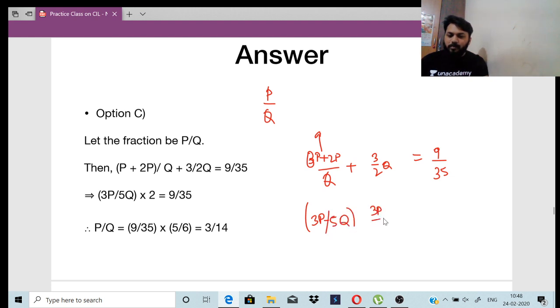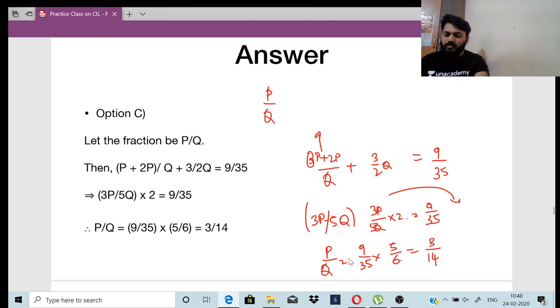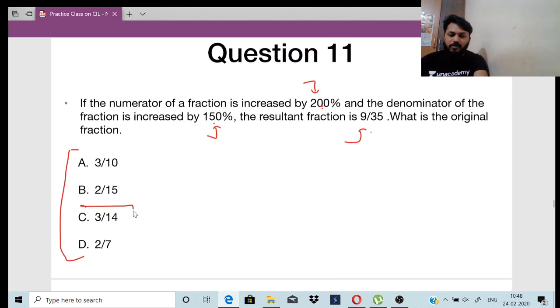Cross multiply karo. So it is p by q equals 9 by 35 into 5 by 6, 3 2s are 6p hoga. So taking it this side, 5 by 6. Cross multiplication again, you get it as 3 by 14. P by q is 3 by 14. Option C.